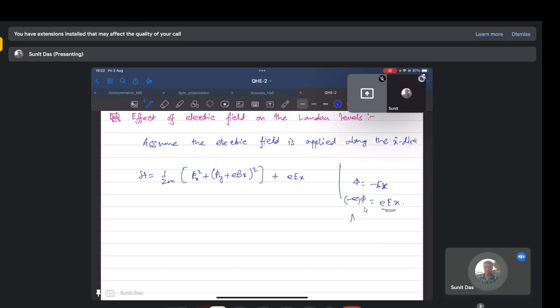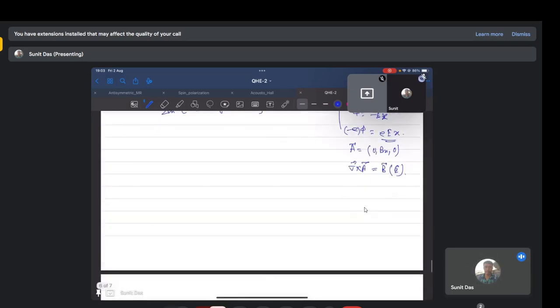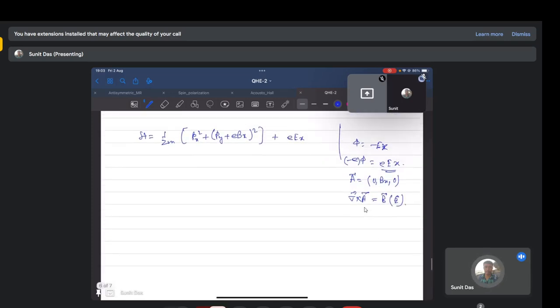So again we have used the vector potential of the form 0, Bx, 0. If you want to check it, if you do curl of it, it will simply be B along z direction. Okay, so now our task is again, let's see if we can convert it to a harmonic oscillator wave function or harmonic oscillator like Hamiltonian.